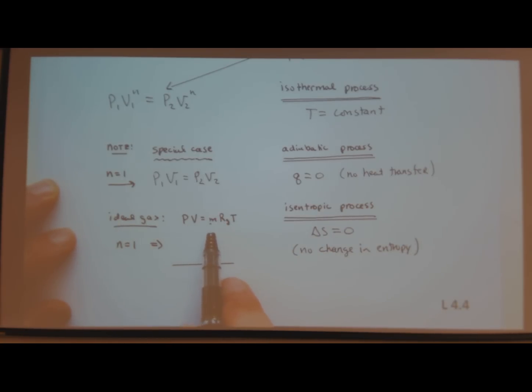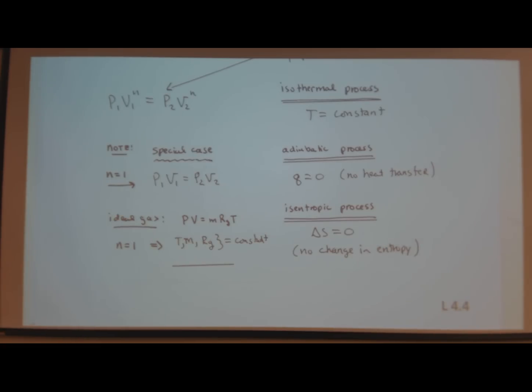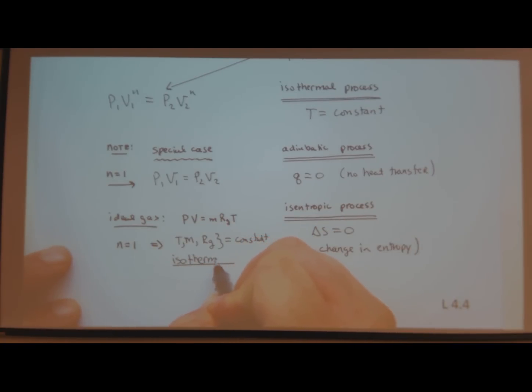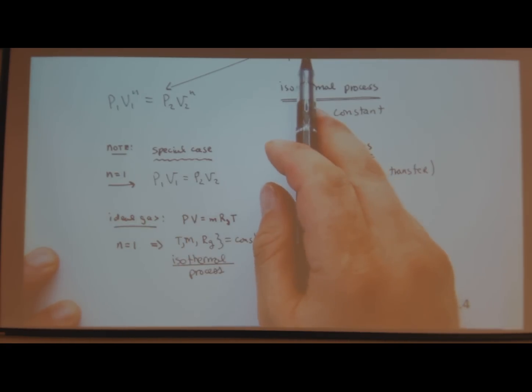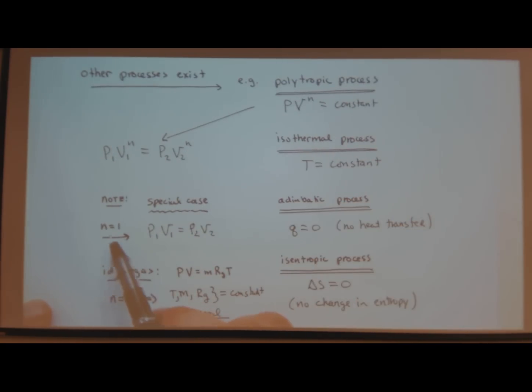Ideal gas, PV equals m times the gas constant times T. n equals 1. That means this is equal to a constant. If this is equal to a constant, so I'll just put T, m, R_g equals a constant. So we're looking at a closed system, so m has to be constant. There's no mass exchange. We're not changing the gas inside, so the gas constant. So basically isothermal. So I had the ideal gas law, a special case of a polytropic process. n equals 1 with an ideal gas just breaks down to an isothermal process.